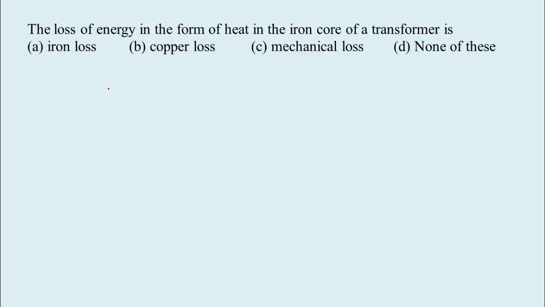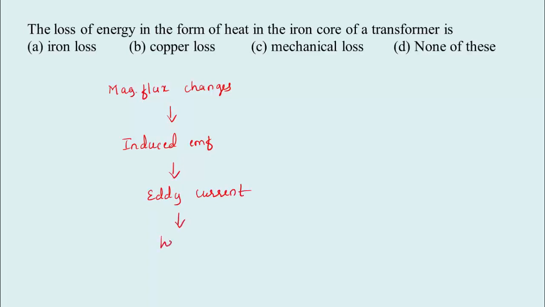See here, when magnetic flux linked with the coil changes, then induced EMF takes place, so that eddy current is produced. This eddy current releases a large amount of heat energy. So this is because of iron loss. That is option A, because the core is made of iron.